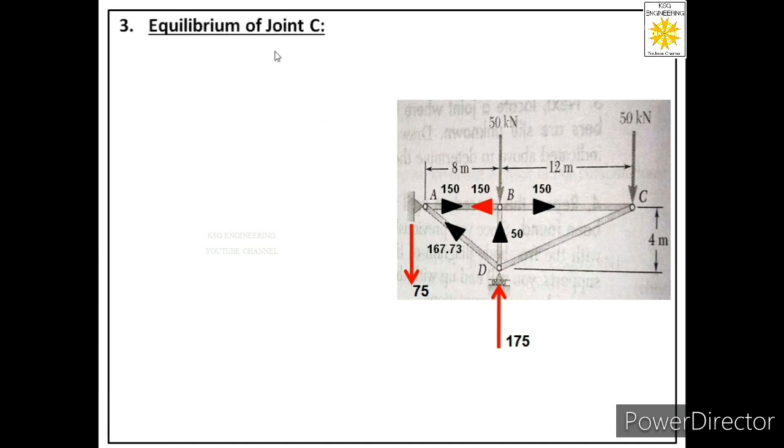So we will say equilibrium of joint C. For that, first of all, we have to draw the free body of joint C. So how can we draw it? First of all, label that joint on your paper. Then you should see how many members are connected to that joint.